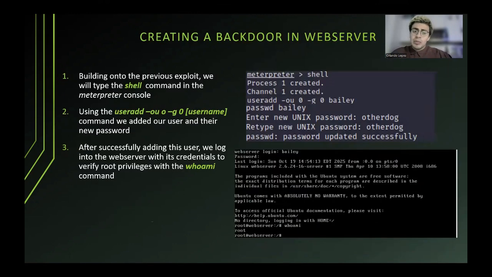Creating a backdoor in the web server. Building on the previous exploit, with the shell I created, I'm also going to add a user to the web server. I'm going to type in the command useradd -o -u 0 -g 0, insert the username, and the user I'm going to add to the web server is going to be Bailey, and Bailey's password is going to be other dog.